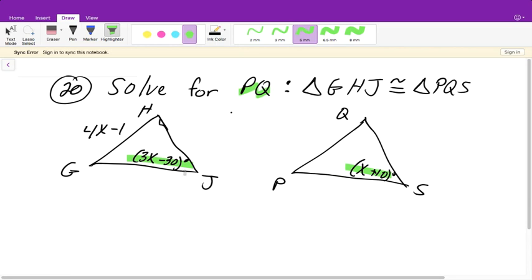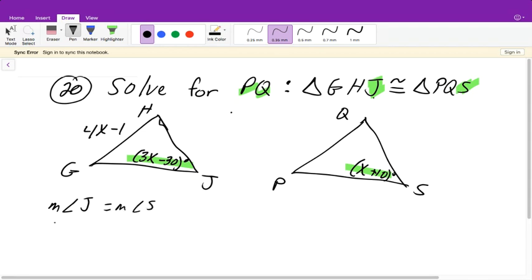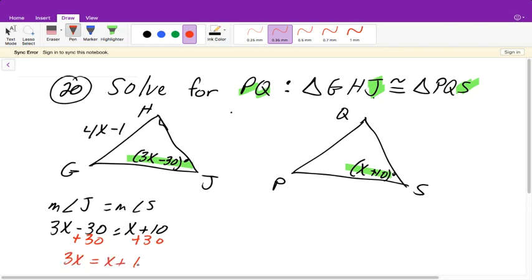All right, so here I have an x for angle J and an x for angle S. Since they're written in the same spot, they correspond. So I know that angle J is equal to angle S. So the measurement of angle J is equal to the measurement of angle S. So I can then say 3x minus 30 is equal to x plus 10. I know they have to be the same measurement. So now I can start solving for x. I'm going to add 30 to both sides. So now I get 3x is equal to x plus 40.